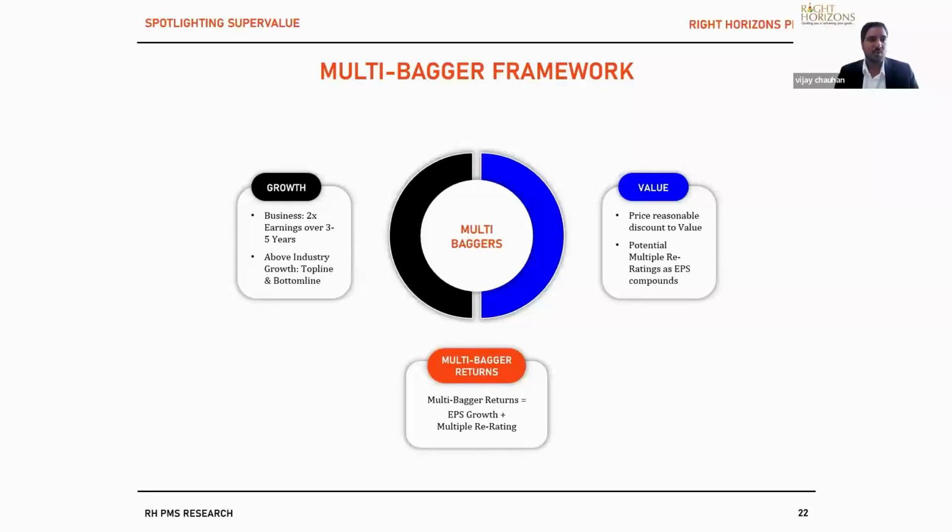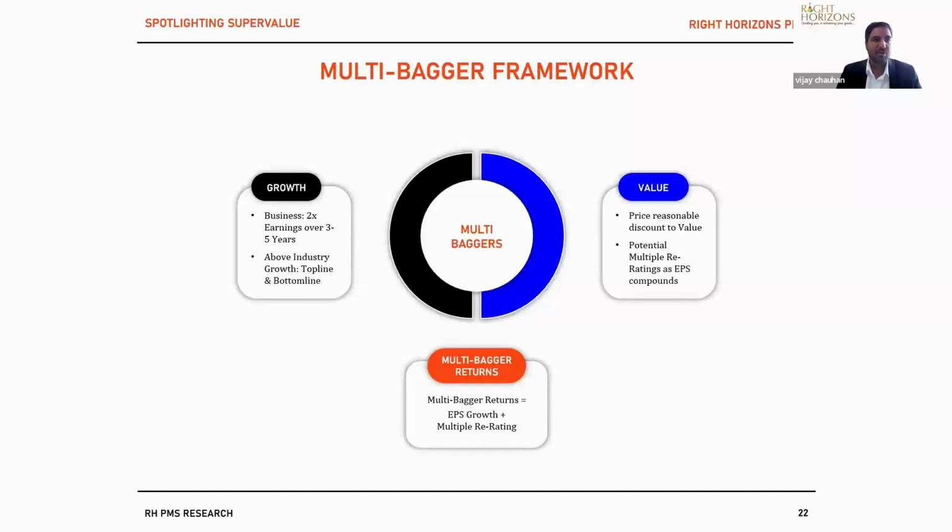So if we combine the two parts, the growth of EPS, which is 2x in 4 to 5 years, and the multiple expanding from 22 to, let's say, 44 or 45, again a 2x, then 2 into 2 becomes 4x. So any business that we pick from this multi-bagger framework, we are targeting around a 4x kind of return from a particular space. Again, this framework does not guarantee an absolute return.